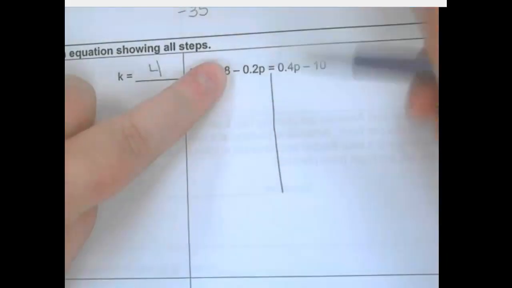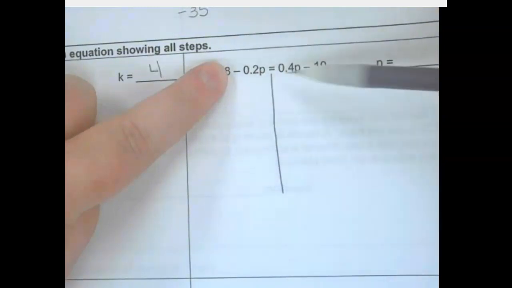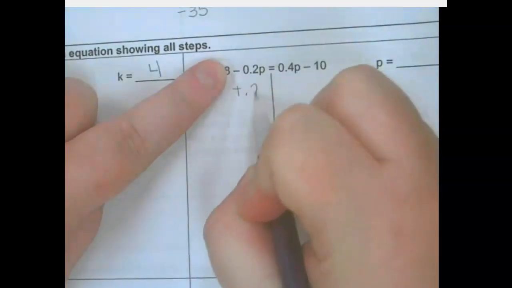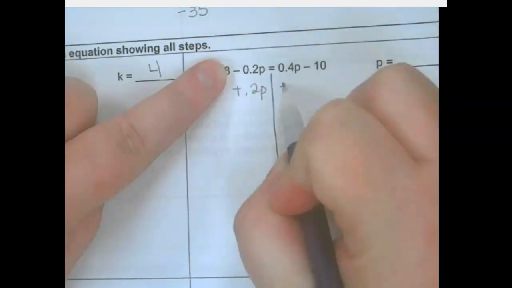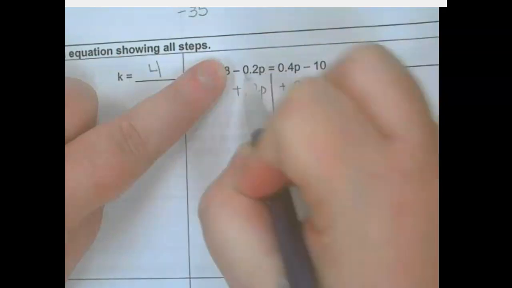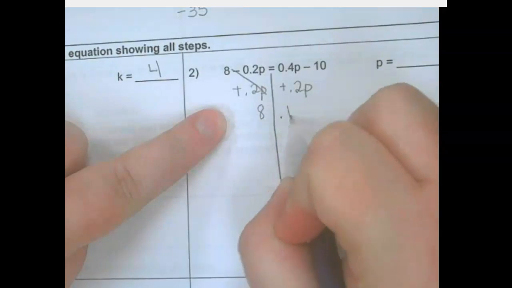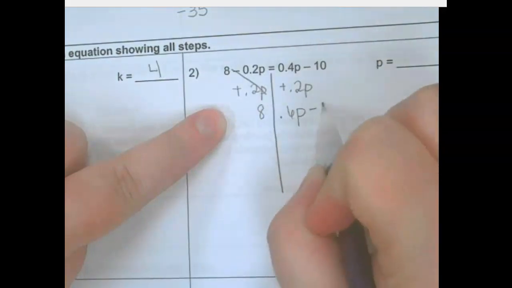All right, let's go and look at this one. So I would have moved my smaller one, and since this is a negative 2/10 and this is a positive 2/10, I would have moved my negative because it's the smaller. So I'm going to add 2/10 p to both sides. Now, if you didn't do it this way, that's okay. You can do it both ways. This gives me 6/10 p minus 10.